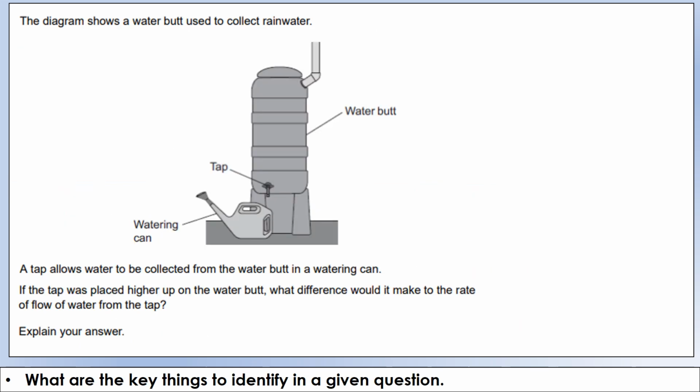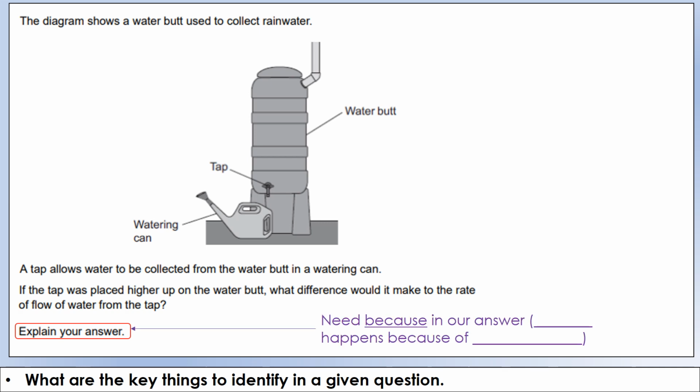Let's see a completely different context. We've got a diagram of a water butt used to collect rainwater. A tap allows water to be collected from the water butt in a watering can. If the tap were placed higher up on the water butt, what difference would it make to the rate of flow of water from the tap? Explain your answer. So, key thing I'm pulling, what type of question? It's an explain type question. So what do I need in there? I need the word because in my answer, going, this happens because of blank.